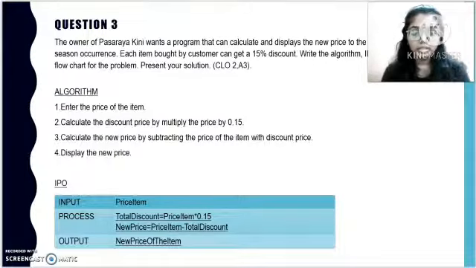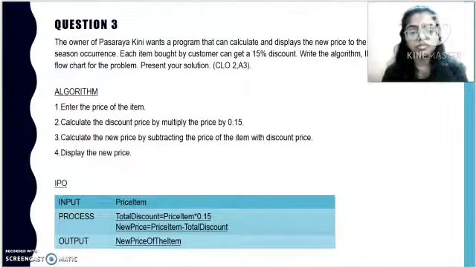So in question 3, okay, Pasaraya Kini wants a program to calculate and display the new price after the discount. So the algorithm will be like, first you have to enter the price item, then after that you will calculate the price after the discount, and then display the new price.